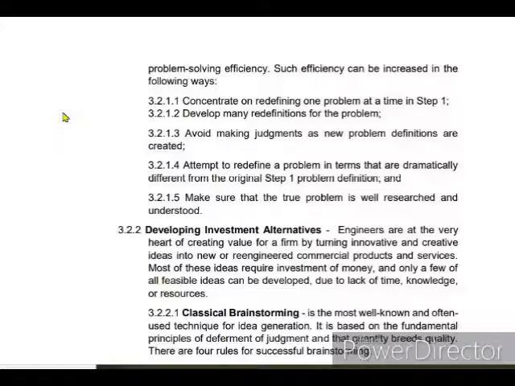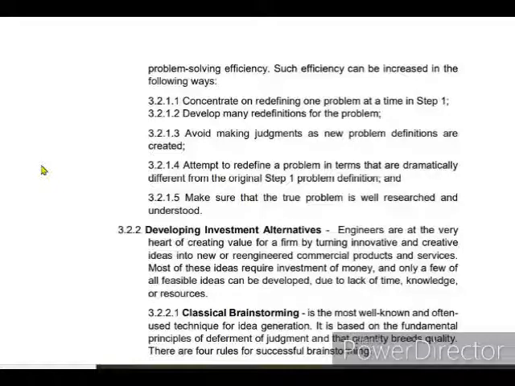Okay, next, avoid making judgments as new problem definitions are created. So don't be judgmental, okay? So just welcome the other definitions of the problem, because we never know that it is the most accurate one, okay? Until we evaluate it.